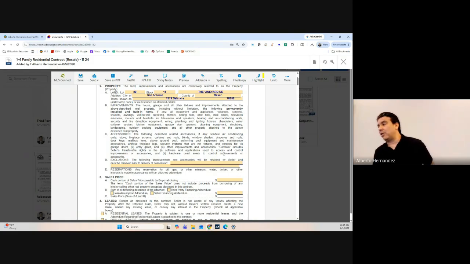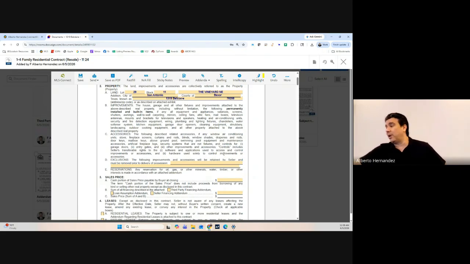The house, garage, and all other fixtures and improvements attached to the above described real property, including, without limitation, the following permanently installed and built-in items, if any: all equipment and appliances, valances, screens, shutters, awnings, wall-to-wall carpeting, mirrors, ceiling fans, attic fans, mailboxes, television antennas, mounts and brackets for televisions and speakers, heating and air conditioning units, security and fire detection equipment, wiring, plumbing, and lighting fixtures, chandeliers, water softener system, kitchen equipment, garage door openers, cleaning equipment, shrubbery, landscaping, outdoor cooking equipment, and all other property attached to the above described real property.